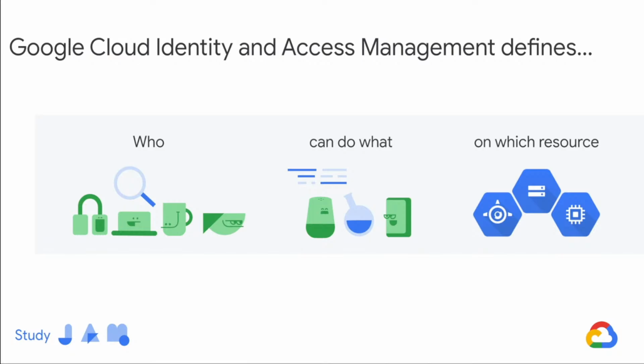The who part names the user or group to whom the role is granted. To give a user or a group the desired permissions, you grant a role to the user on a resource.